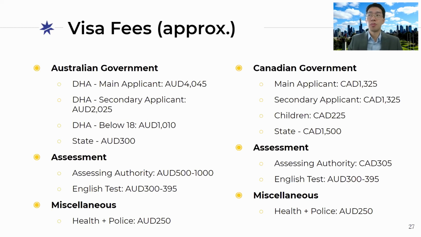Besides this, I'd say if you need to get translations done, other than that, pretty much everything is covered on screen. So these are approximate visa fees. The fees can go up over time. For Australia's side, it goes up once every 2 years, Canada as well.